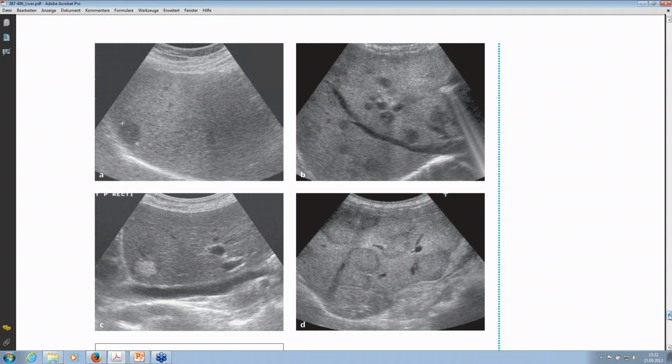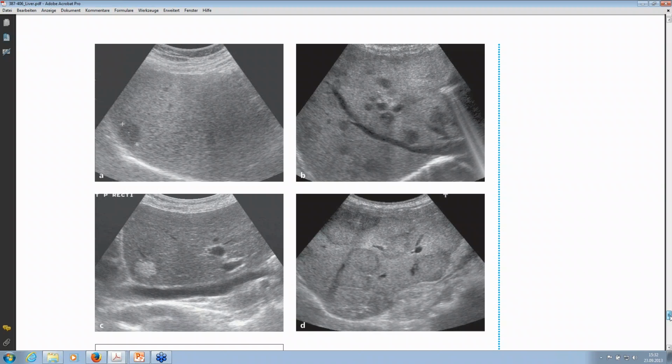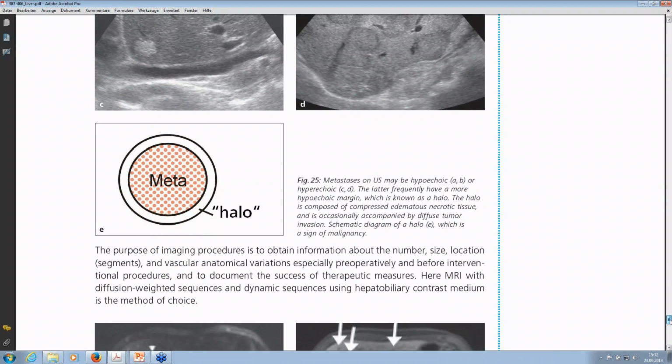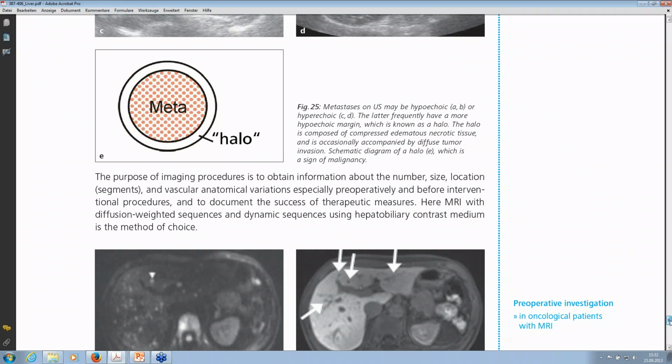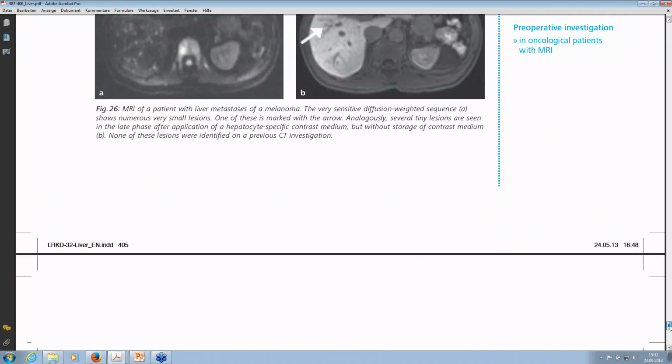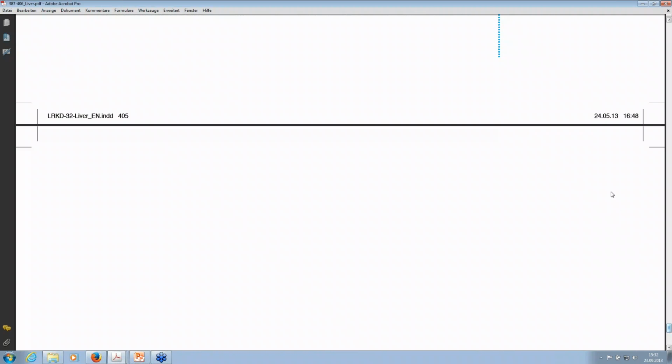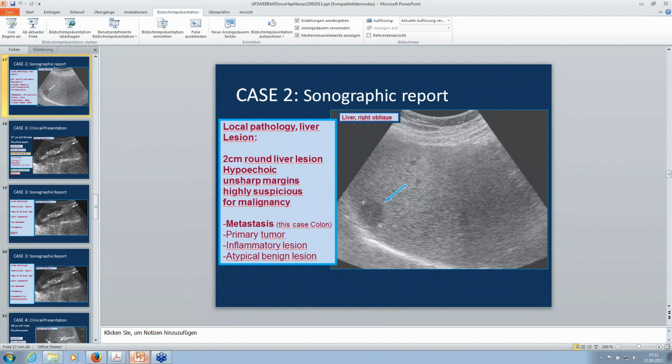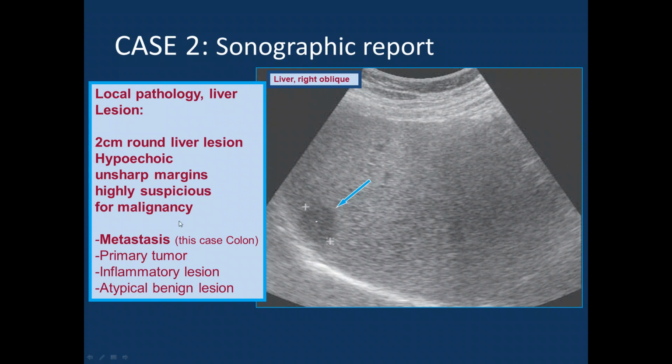lesions. So I think that we have had a good overview of liver tumors, and should now change the perspective a little bit and go back to our case tutorial.